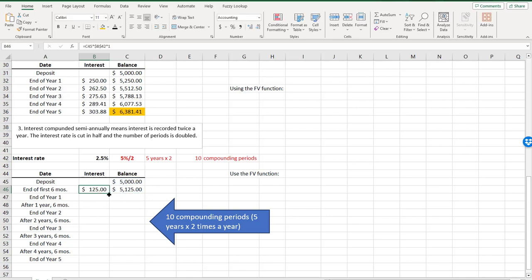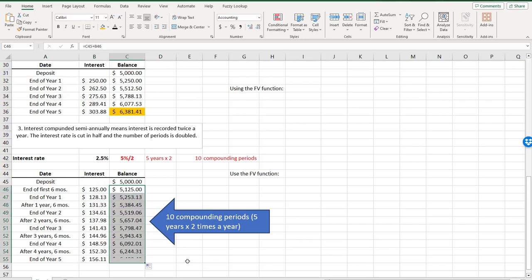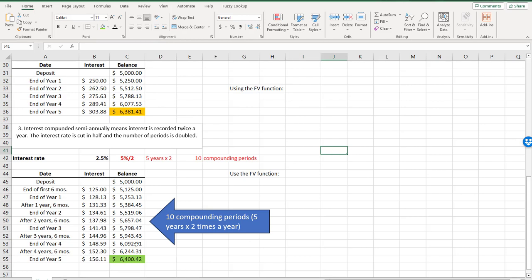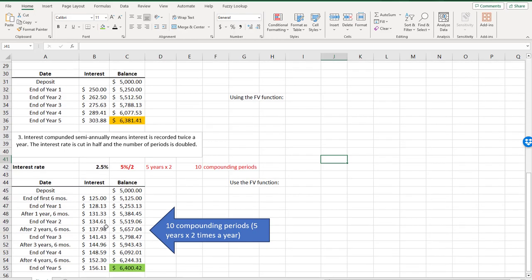I made that absolute. So this is going to increase every year, and we end up with $6,400 at the end of the 5 years. Okay, so now obviously you don't have to sit here and do all of this. I'm going to show you a much faster way, but I want you to understand when you use a future value function in Excel what the program is doing for you, and what it's doing is all of this.